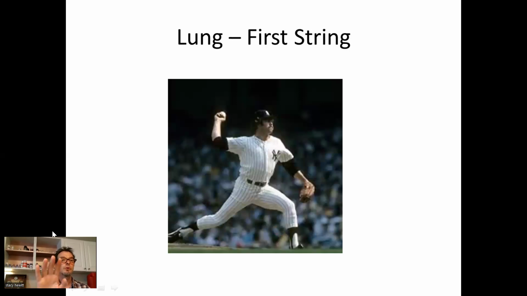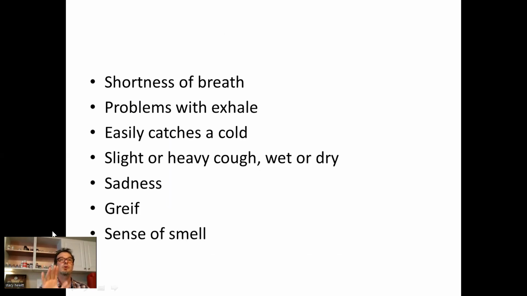The lungs, the lung channel. So here are the first string symptoms for the lung channel. Shortness of breath, problems with exhale. We talked about that in the last video, where it was like the old Primatene Mist asthma commercials, where the person's like, I can't blow out the candle. And then they take a hit off their inhaler and it's like a hurricane's coming out of their mouth. That's what you think of. If someone's having a problem more so with their exhale, then this would probably be under the lungs.